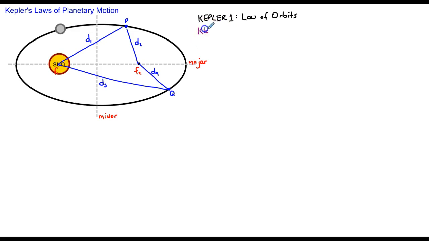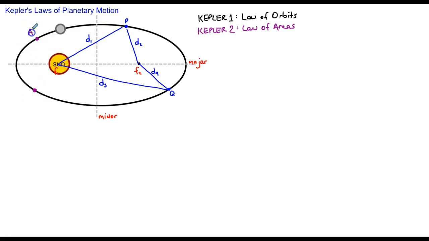Kepler's second law is the law of areas, and I'll write that out: the law of areas. The basis for the law of areas is conservation of angular momentum. We'll get a little bit into that in the rotational mechanics unit that we do immediately following this. What you need to know is that it follows equal areas in equal times.